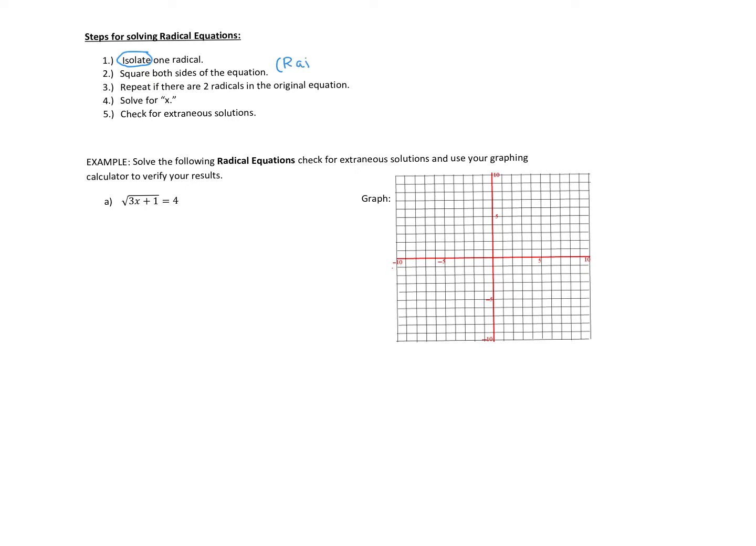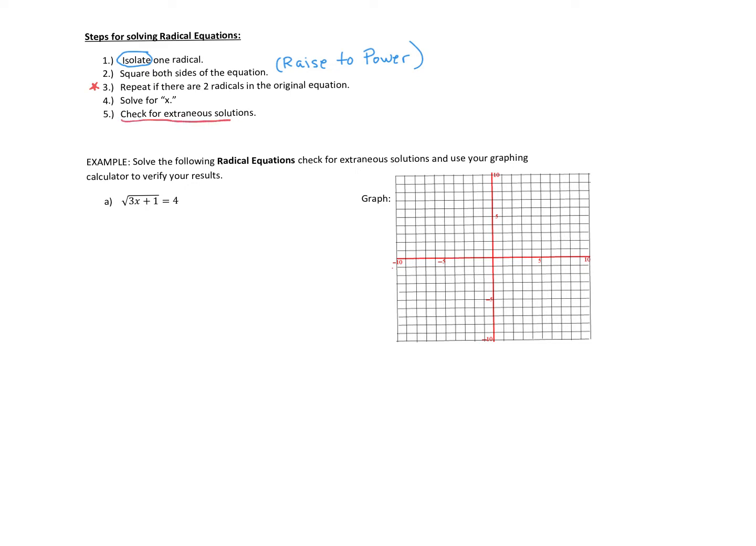I'm actually going to put raised to a power here because sometimes we don't have a square root, we might have a cube root or a fourth root. Then we're going to solve for x and check for extraneous solutions. We repeat steps 1 and 2. Once I get rid of one radical, I can then get rid of the other.